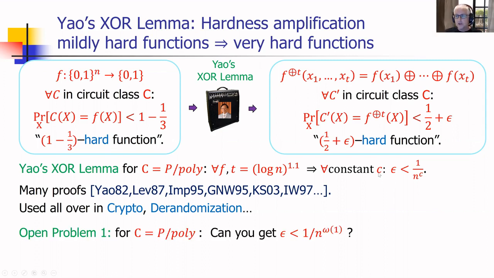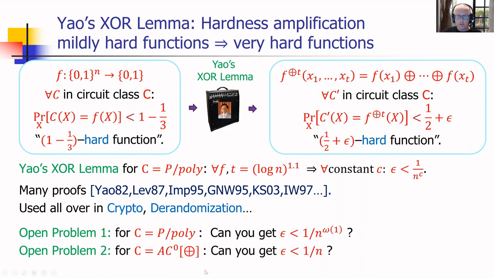The first one is, let's continue to consider the class P/poly. As I said, you can get epsilon, which is smaller than 1 over n to the c for every constant c. But can you go below that? Can you get epsilon, which is smaller than 1 over n to the omega of 1 sub-polynomial? We don't know the answer to that.